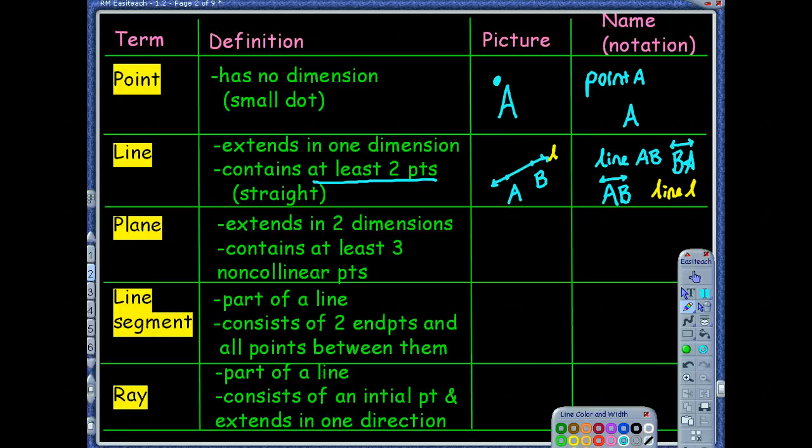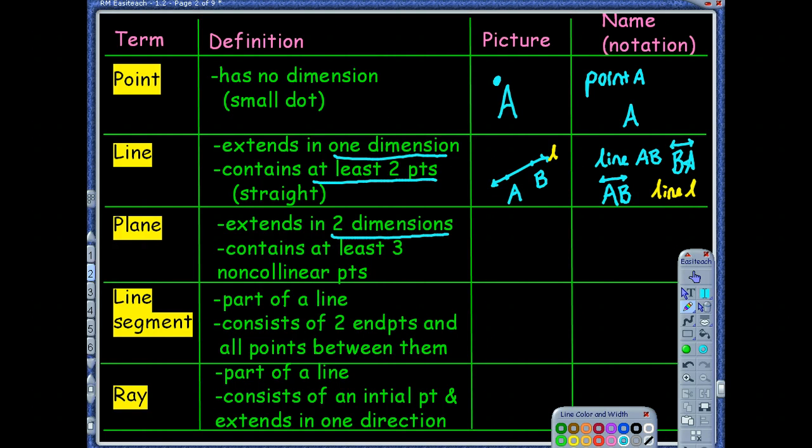Now, a plane is kind of hard to think about. It's not like an airplane in geometry. A lot of times when I think about this, it's geometry world. So in a plane, notice it extends in 2 dimensions. So we start with a point, no dimension, a line, 1 dimension, and now 2 dimensions.